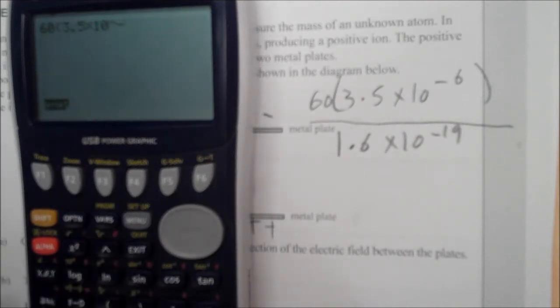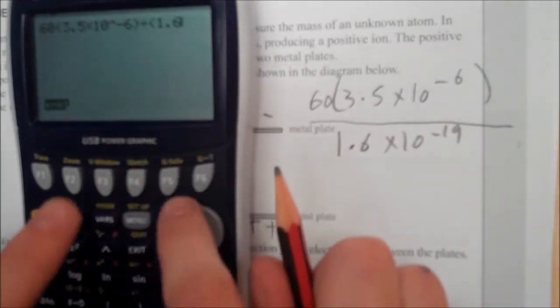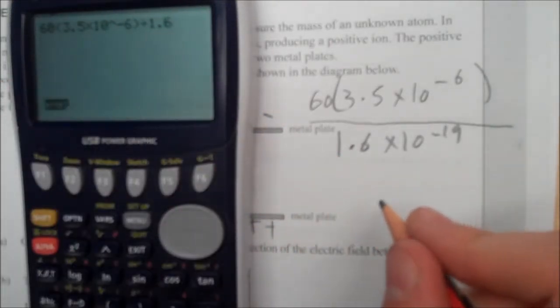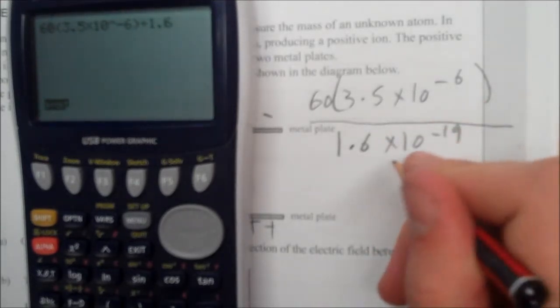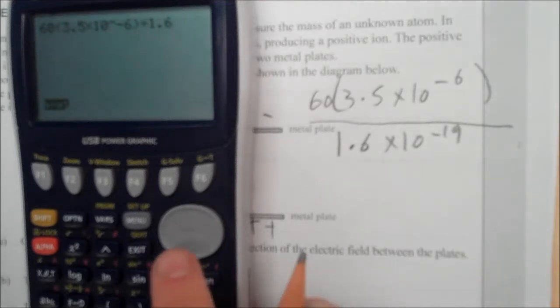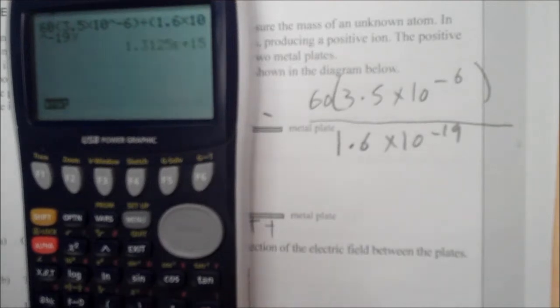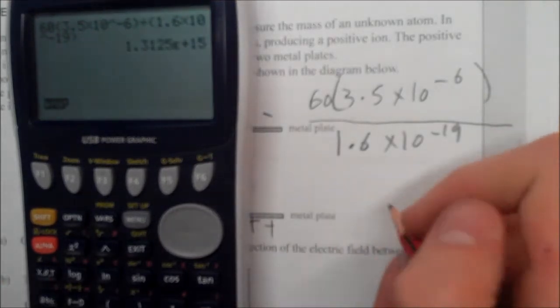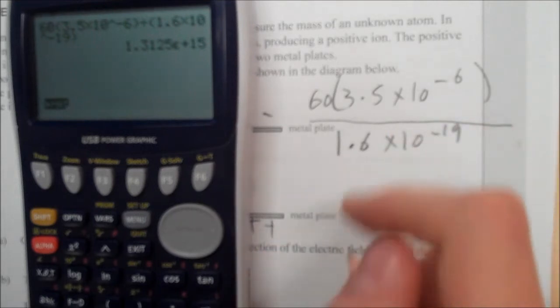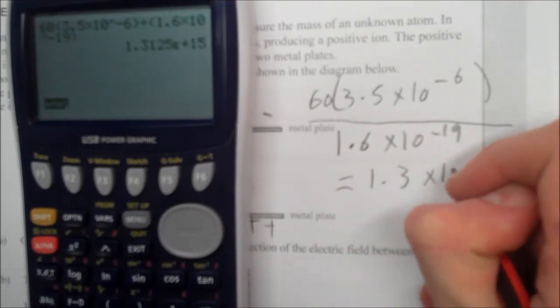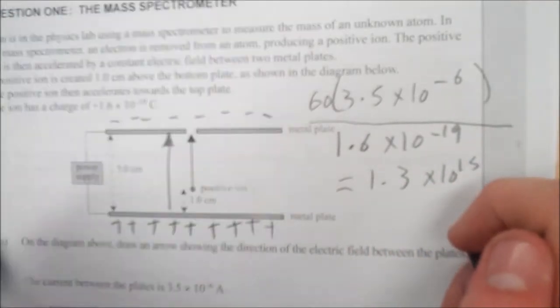Times 10 to the negative 6, and all of that divided by 1.6, and you have to remember to put brackets in, because if you didn't have brackets there and did divided by 1.6 times 10 to the negative 19, then it would divide just by 1.6 and times the rest by that, which isn't what we want. So you have to have brackets. So that gives us, if we use the right number of significant figures, which is 1.3 times 10 to the 15th positive ions.